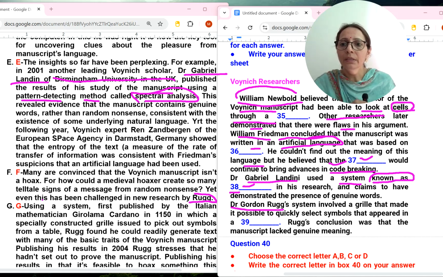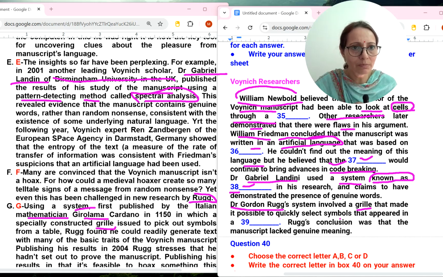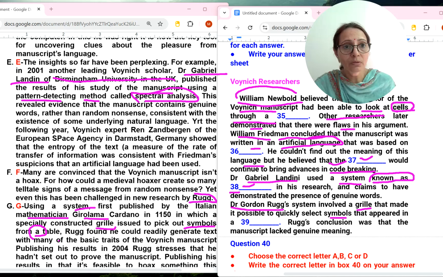Rug is here. "Yet even this has been challenged in new research by Rug using a system first published by the Italian mathematician Grillona. Gordon Rug system involved a grill." So where is grill? Grill is in this third line. "Involved a grill that made it possible to quickly select symbols that appeared in A." The word symbols is also here, so what will we write here? The word "in A" is also here, and this is making sense.